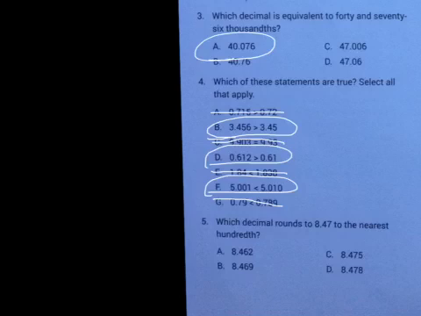So let's look at number 5. So number 5 reads, which decimal rounds to 8.47 to the nearest hundredth? So we know if we are rounding to the hundreds, we're going to look at the 6 for a digit in the thousandths place that is greater than 5 or equal. And so we know, with that being said, the answer is going to be B. Okay, so let's go ahead and go to number 6.